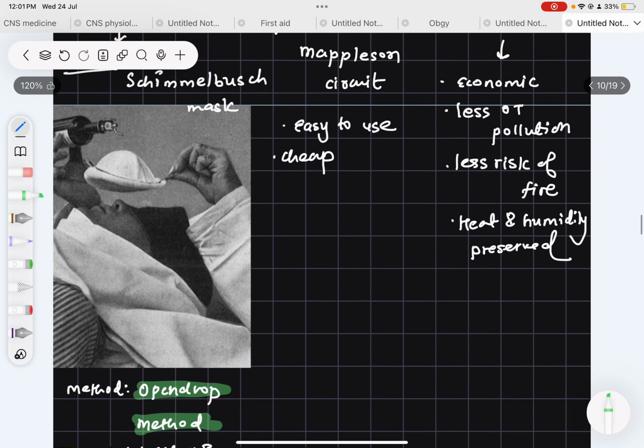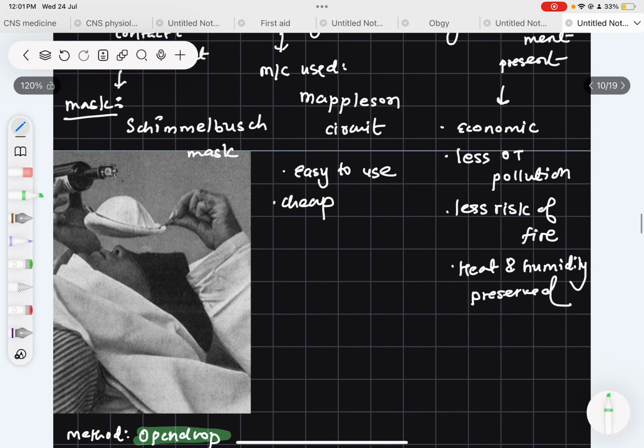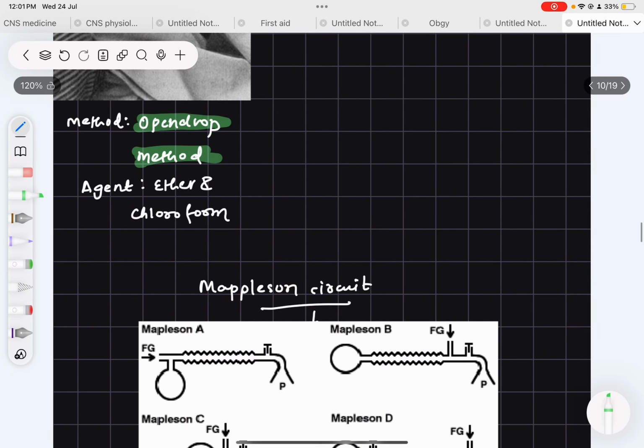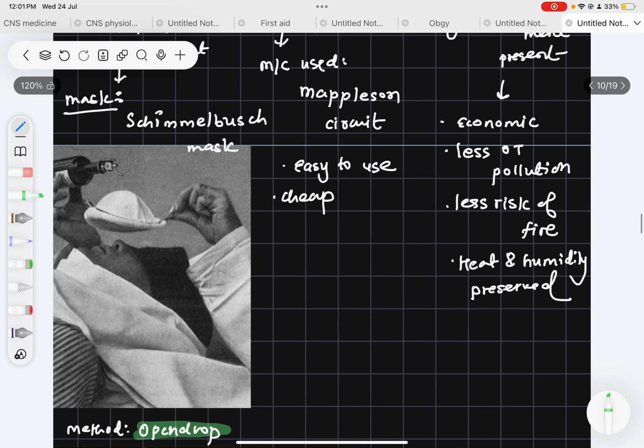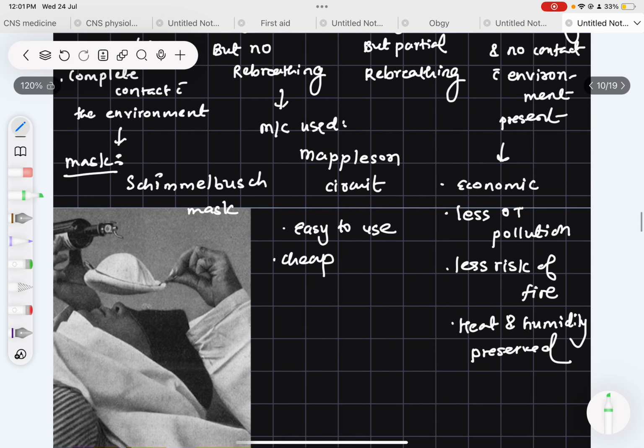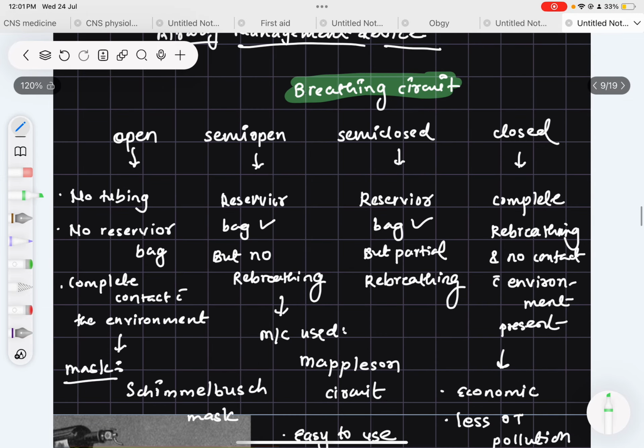Schimmelbusch mask. Open drop method means in the mask we are just dropping a few drops of ether and chloroform and putting it on the patient's nose, and only environment air will be used. No tubing, no anesthesia machine, no gas cylinder, nothing. Just the open drop method and use of this mask, in complete contact with the environment. This type of anesthesia is known as the open method.